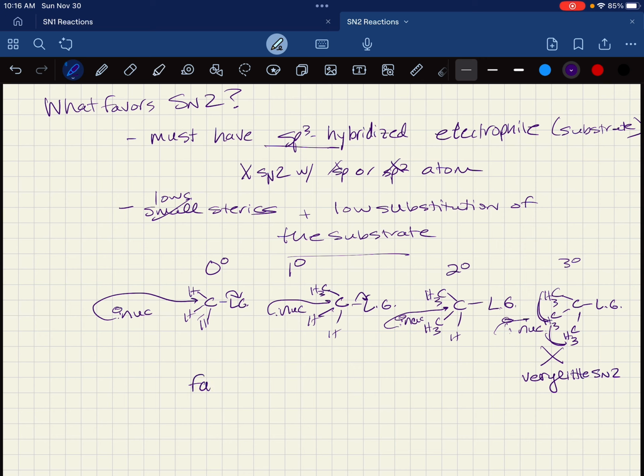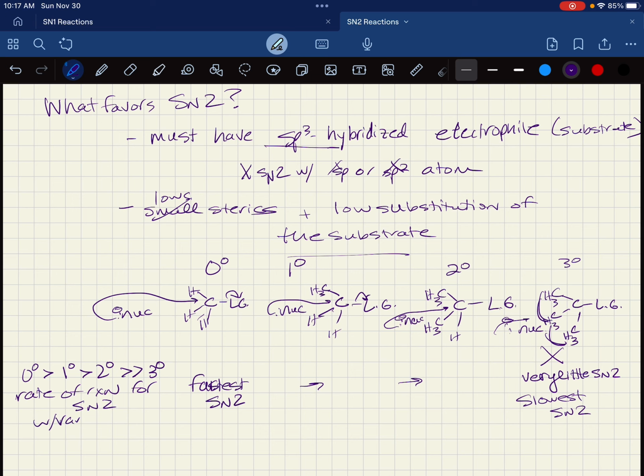And so methyl would be by far the fastest SN2 rate, then primary, then secondary, and tertiary would be by far the slowest. If we want to write this down, methyl is faster than primary, is faster than secondary, which is much, much faster than tertiary. So this is the rate of reaction for SN2 with various substrates.